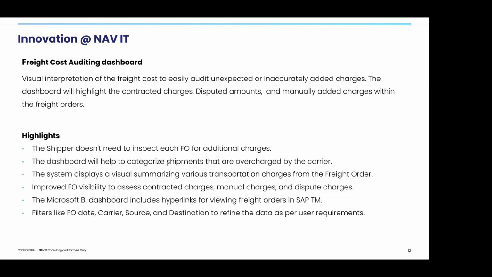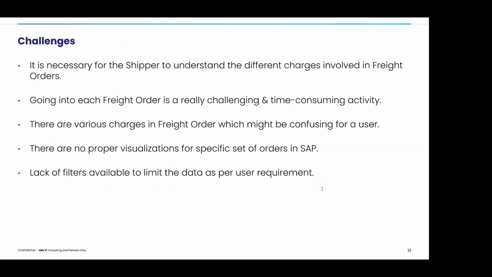Now say goodbye to the common pain points of the logistics industry with our innovative solution. It is necessary for the shipper to understand the different charges carried in a freight order after charge calculations. Going into each freight order to inspect the charges is a challenging and time-consuming activity, and freight order charges might be confusing for the user to understand. There are no proper visualizations for the specific set of orders, and a lack of filters to limit the data as per the user's requirements, and many more. These aspects make it the ultimate solution for freight cost auditing in the logistics industry.